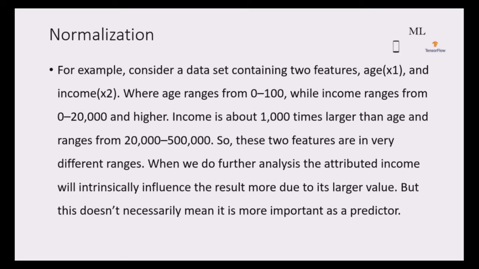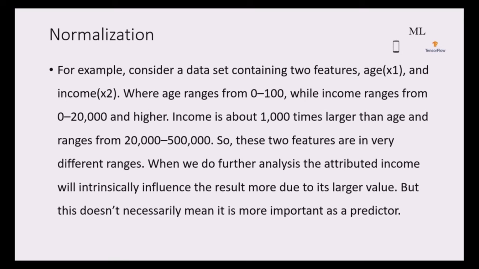So let's try to understand normalization through an example. Consider a dataset containing two features, age and income, where age ranges from 0 to 100 while income ranges from 20,000 to 5 lakh. Income is about 1,000 times larger than age. So these two features are in very different ranges. When we do further analysis, the attribute income will intrinsically influence the result more due to its larger value. But this does not necessarily mean that it is more important as a predictor.